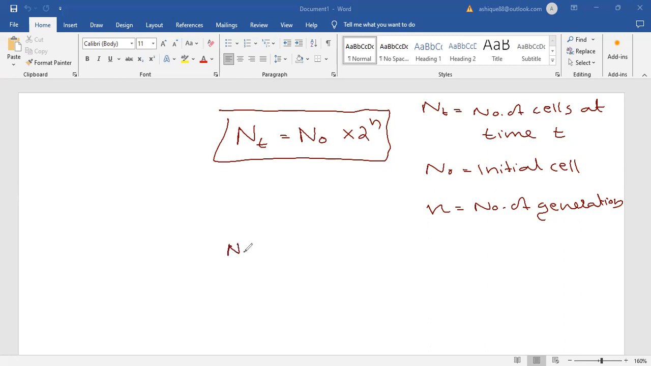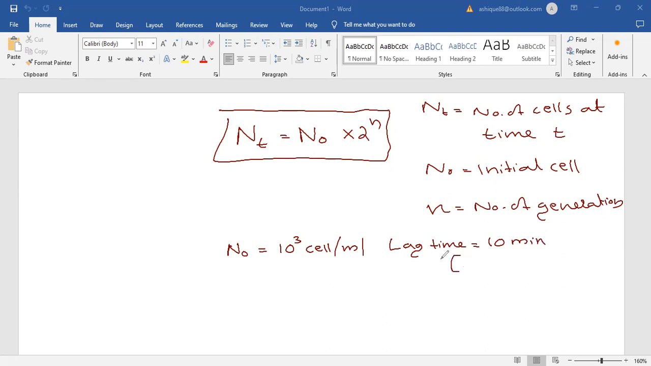N0 is equal to 10 raised to 3 cells per ml. And the lag time is also provided. Lag time, that is 10 minutes. 10 minutes is the lag time.